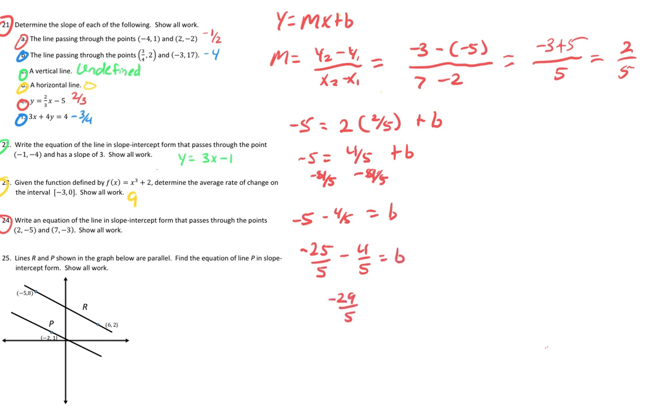Or -29/5 is equal to b, leaving our equation as y is equal to 2/5 times x minus 29/5.